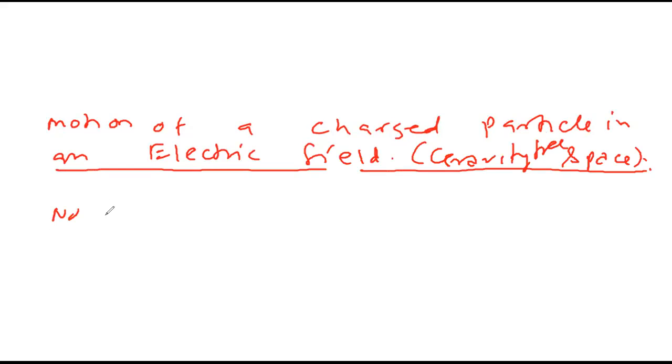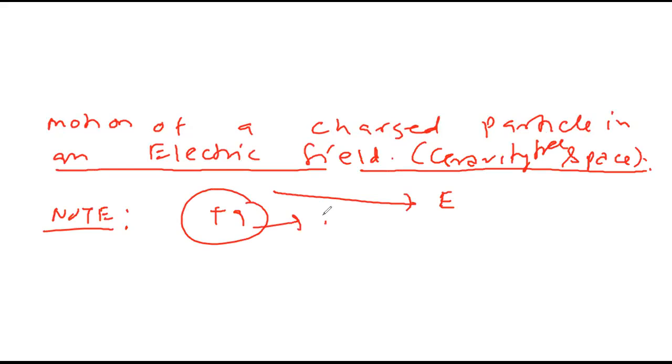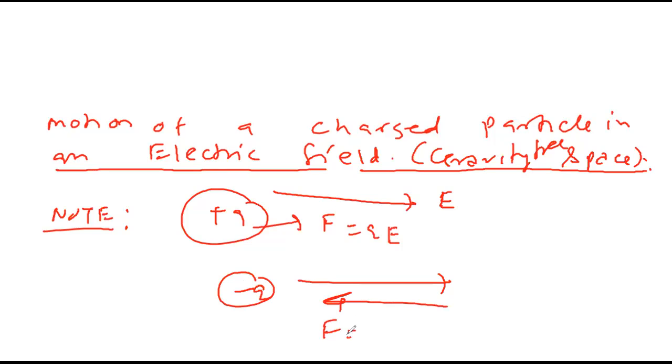Just remember always for charge particle, if it is positive charge, then force will be in the direction of intensity, magnitude is QE, and if it is negative, then force will be opposite, magnitude will be same. So for moving charge, you have to remember positive charge, force is in the direction of field. Negative charge, force is opposite to the field.